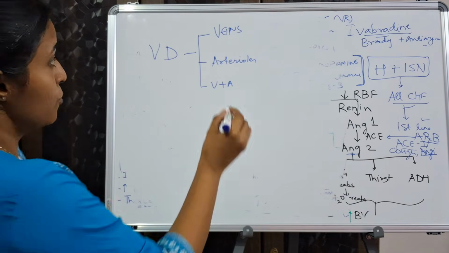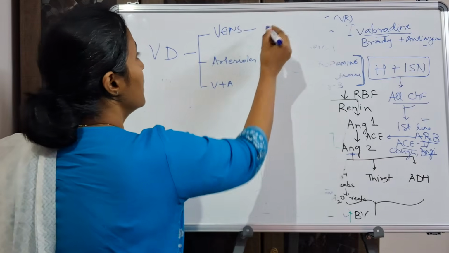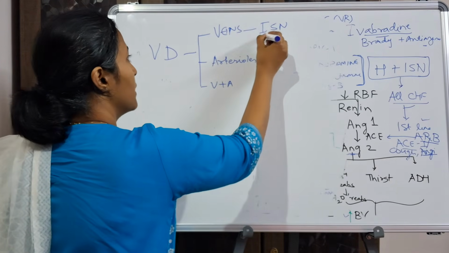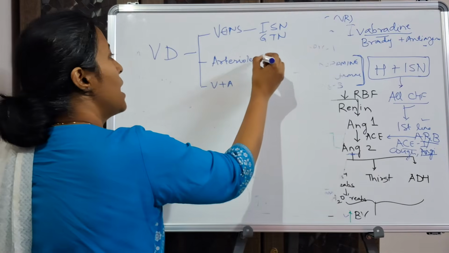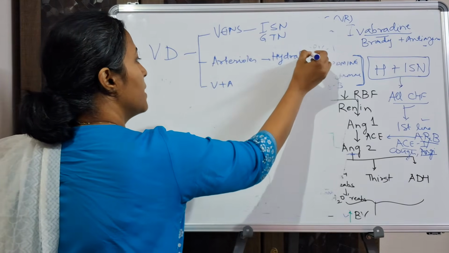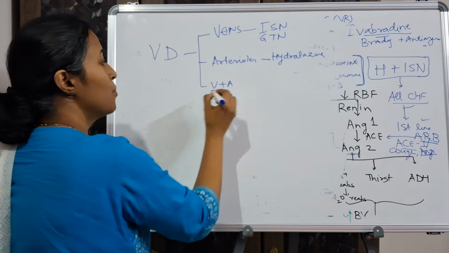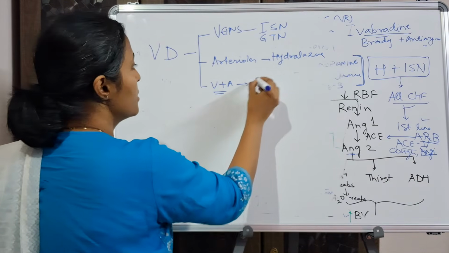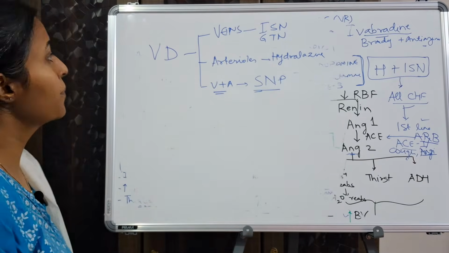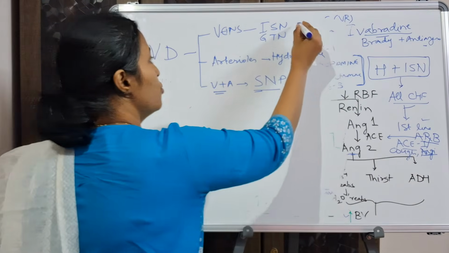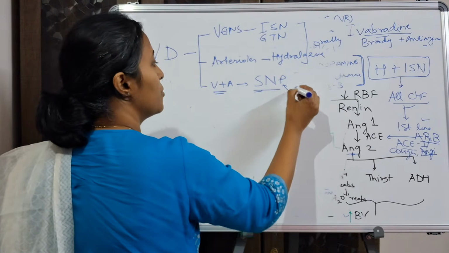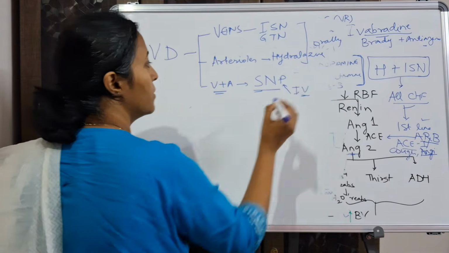The vasodilators which act on veins are glyceryl trinitrate or isosorbide nitrate, basically nitrates. For arterioles we have hydralazine, and the one which acts on veins as well as arterioles is sodium nitroprusside. Sodium nitroprusside. Okay. Now, these two can be used orally also, and sodium nitroprusside is used IV, right?